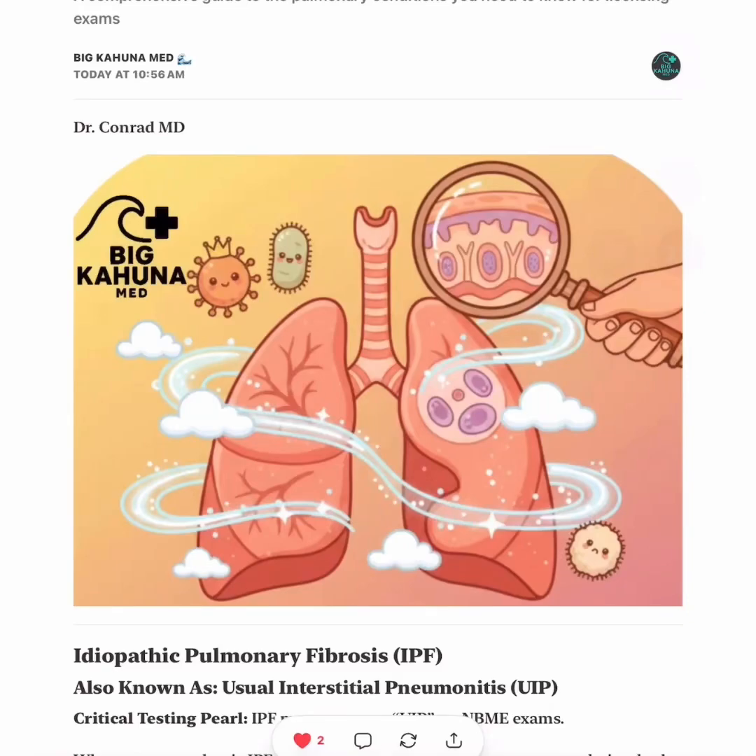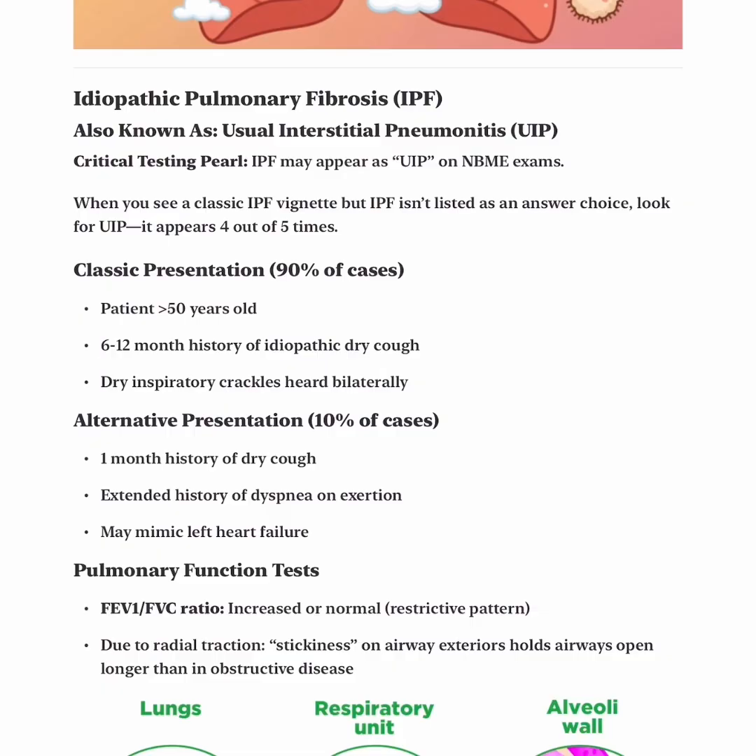Let's get it. All right, so today we're going to be covering lung pathologies for your licensing exams. We're going to start off with idiopathic pulmonary fibrosis, also known as usual interstitial pneumonitis. Critically, you have to understand that IPF may appear as UIP on your exams. So you have to be familiar with these terms.